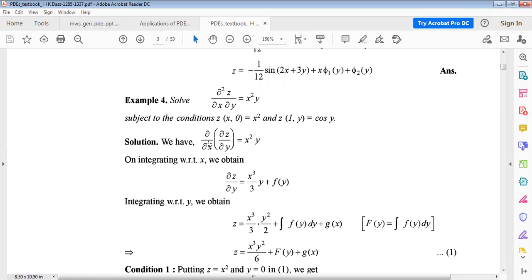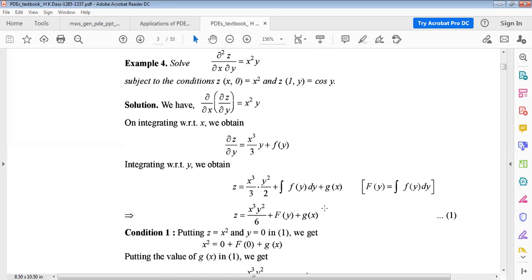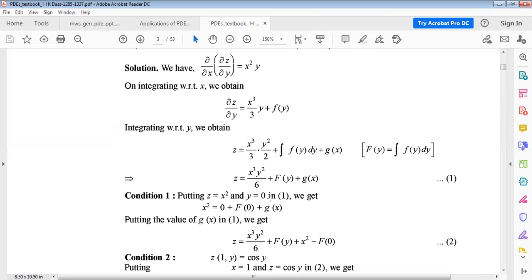On integrating with respect to x, del x will be cancelled. Just integrating, del z by del y equals the integration of x square y, which is x cube by 3 y. That means x to the power 2 plus 1 divided by 2 plus 1. This is the constant, and this constant will be a function of y. Integrating with respect to y, del y will be cancelled. Thus z equals x cube by 3 into y square by 2, plus the integration of f of y, then another integration, a function of x. So z equals this, which is actually the solution of the partial differential equation.